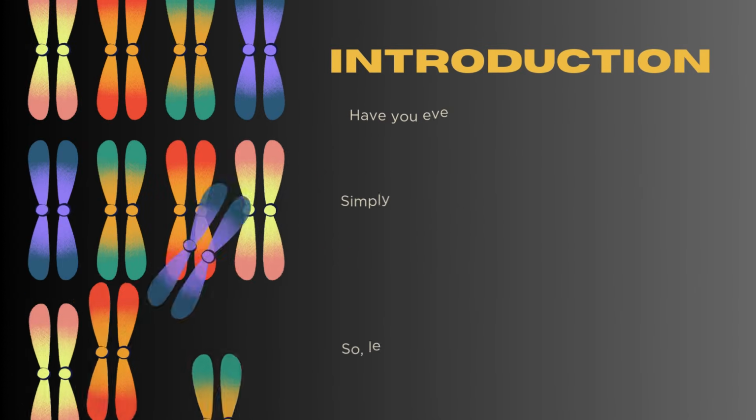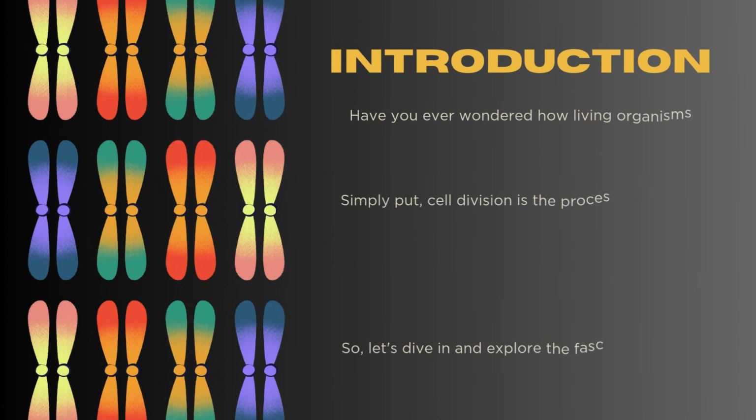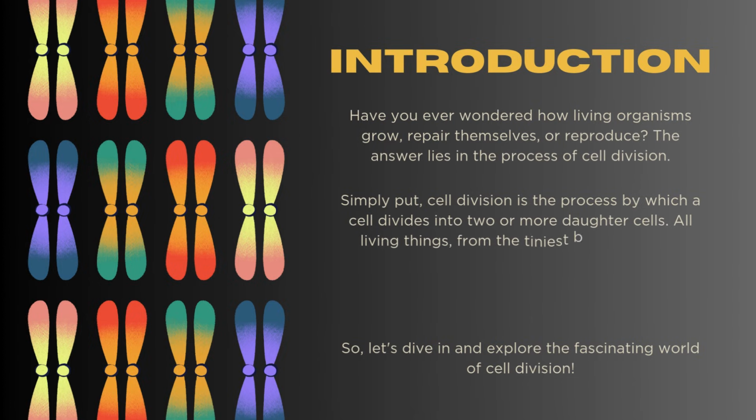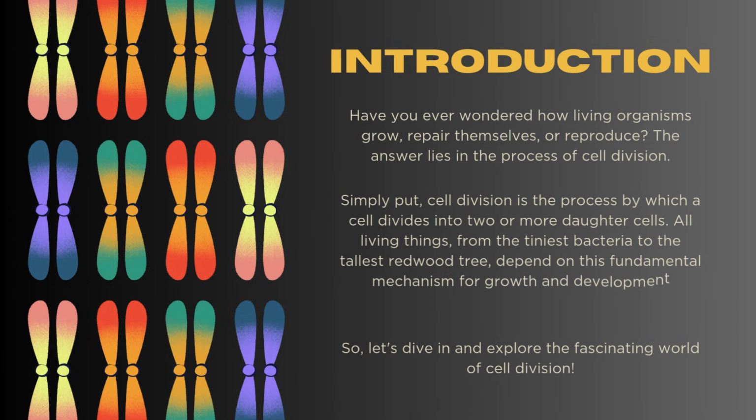Have you ever wondered how your skin heals after a scrape, or how you've grown taller over the years? These changes happen because of cell division. Every living organism, from tiny bacteria to giant trees, relies on cell division to grow, repair damage, and reproduce. It's like nature's way of making sure life keeps going. Let's take a closer look at how this works.